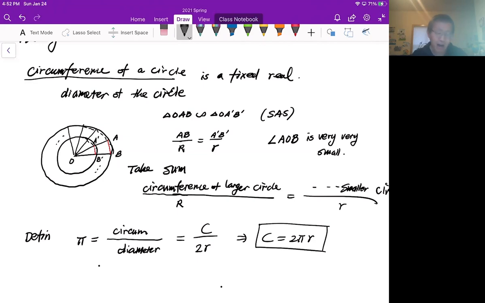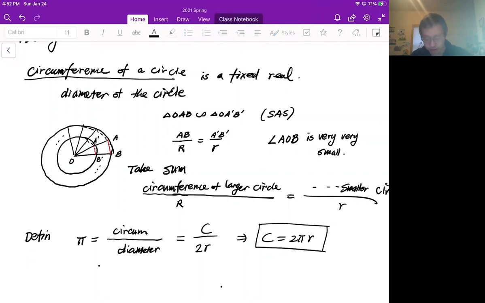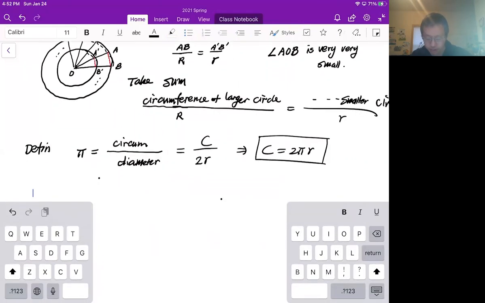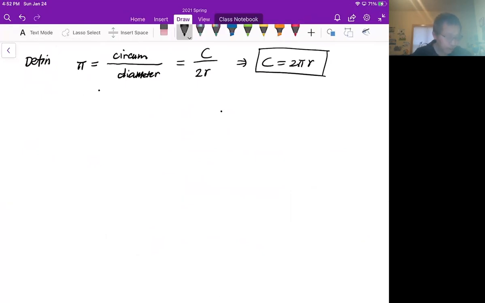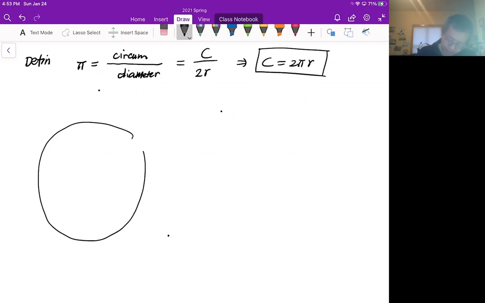Now the next thing is, how do I estimate pi? How do I estimate pi? That's the topic for today. So the first idea of estimating pi is the following. Suppose I have a circle here, and let's assume that we have an inscribed polygon. So I'm going to do this one.